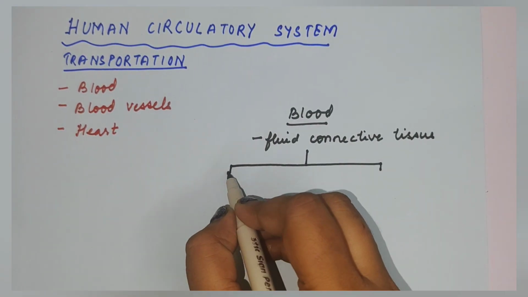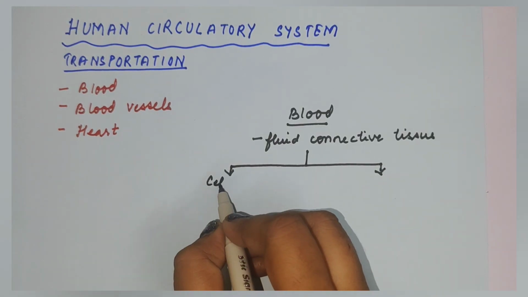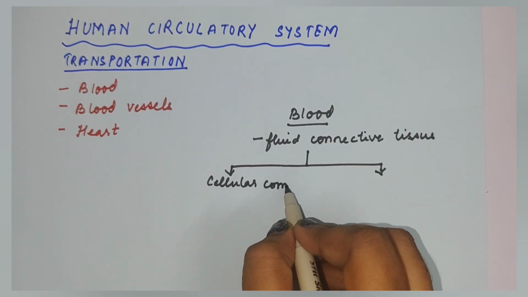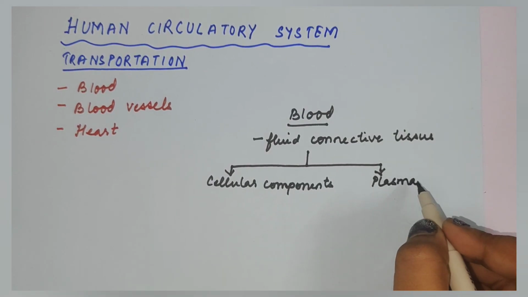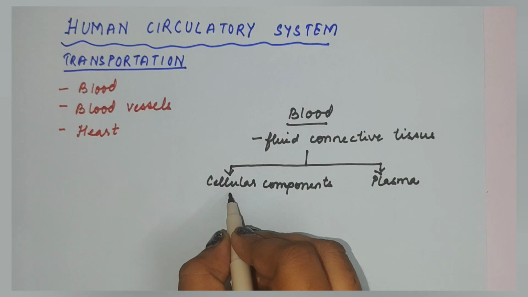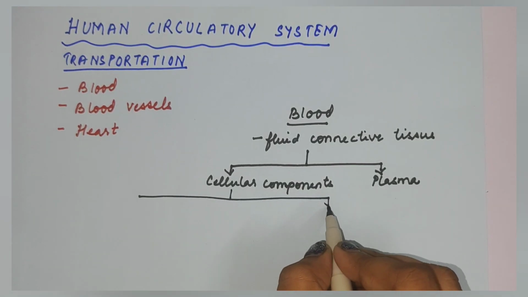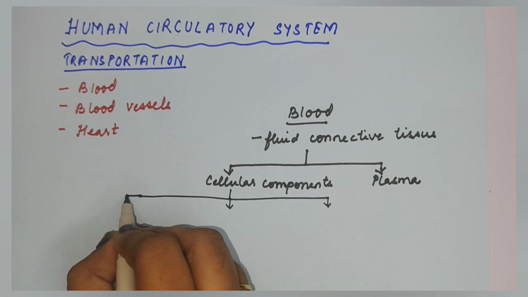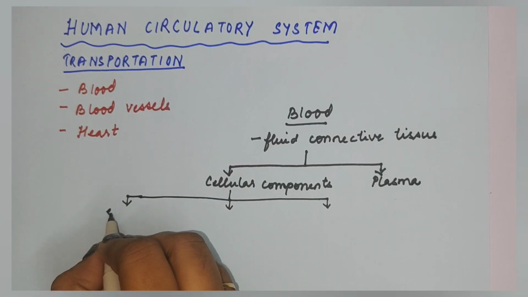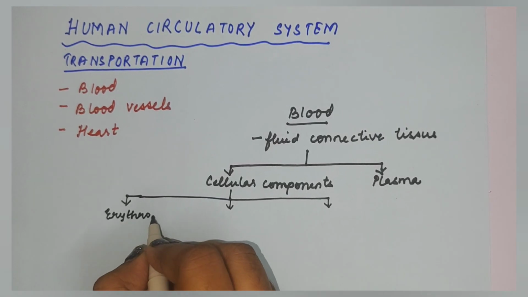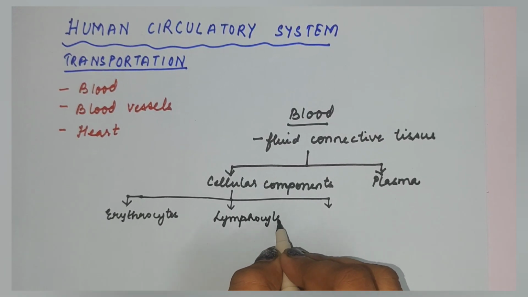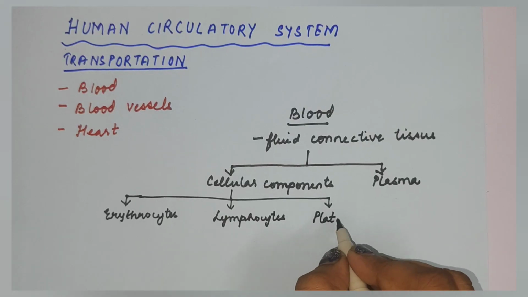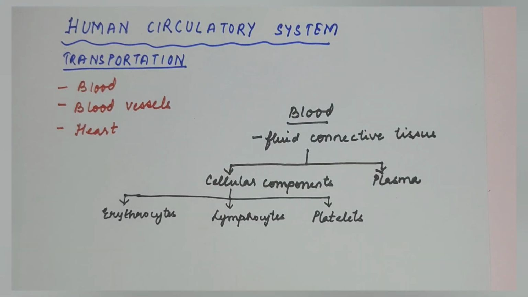The blood is mainly composed of two components, the one which is a cellular component and the other which is the plasma. The cellular component consists of three types of cells. The first, erythrocytes, or which we say RBCs, that is red blood cells. The second, lymphocytes, or which we say WBCs or white blood cells, and the third which are platelets.